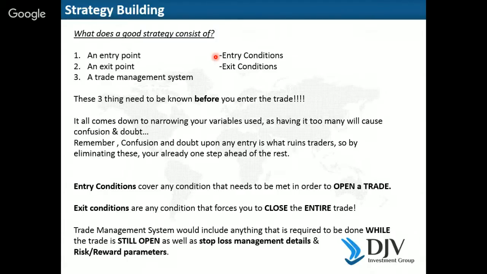Entry conditions, what are those? Like I've said over here, this covers any condition that needs to be met in order to open a trade. In pure simple terms, entry conditions are any rules that you've laid out for your system to enter a new trade. It will identify bullish or bearish, so what rule do you have to class a chart as being bullish or bearish? And what would you use to time your entry with? Everything that's needed in order to open a trade.